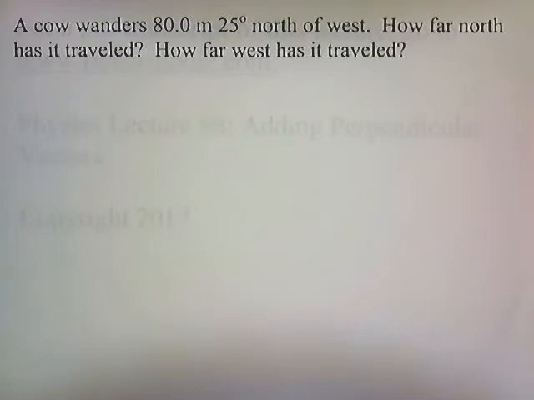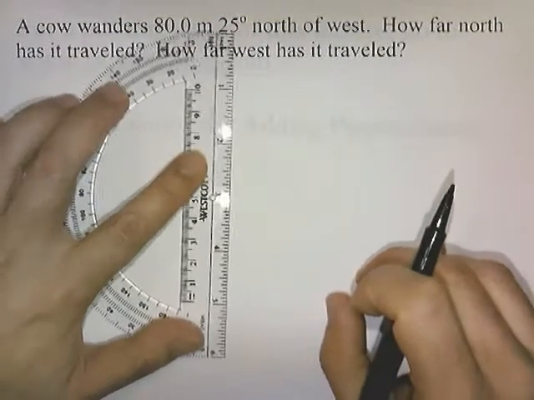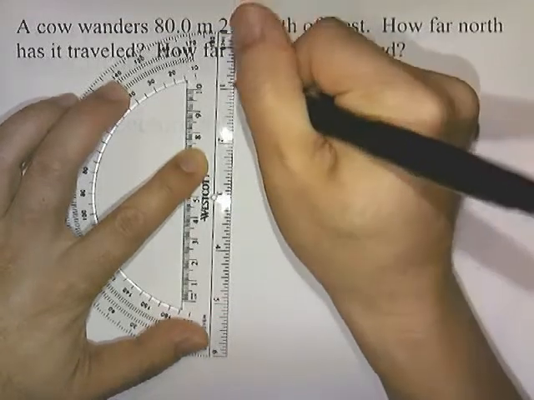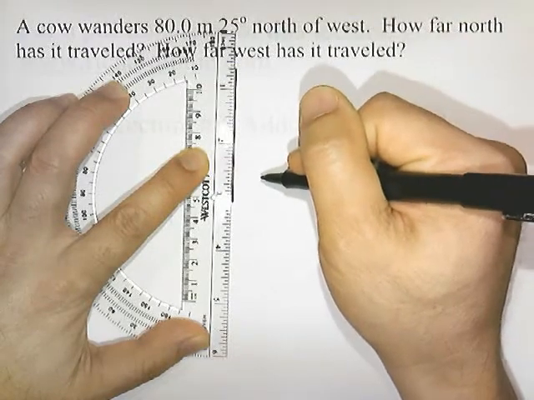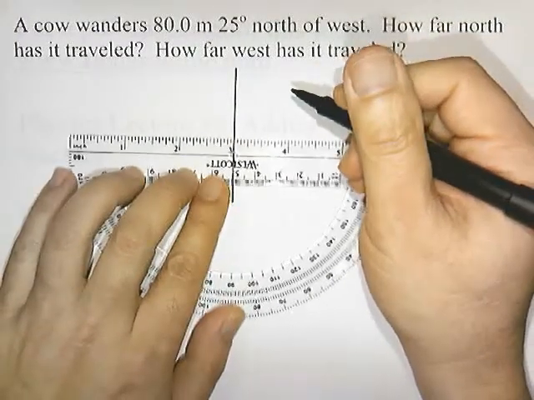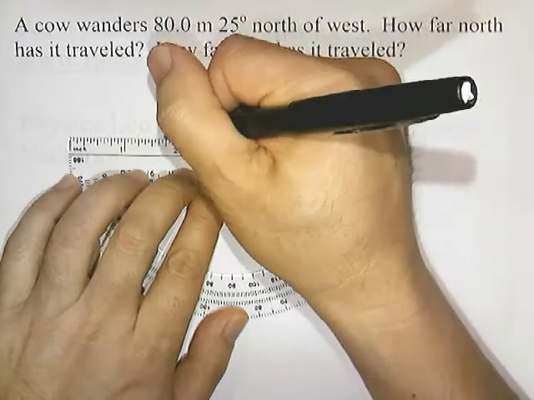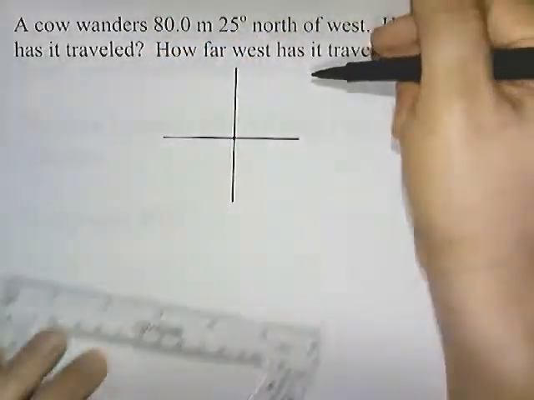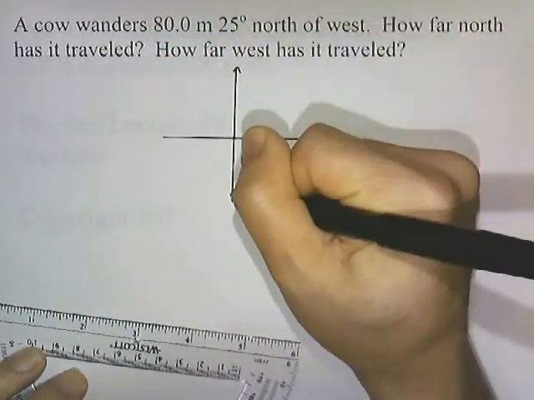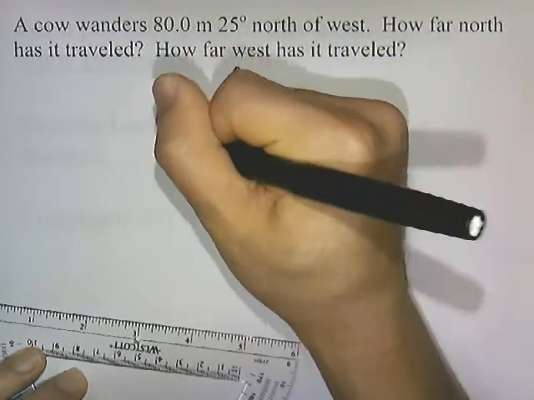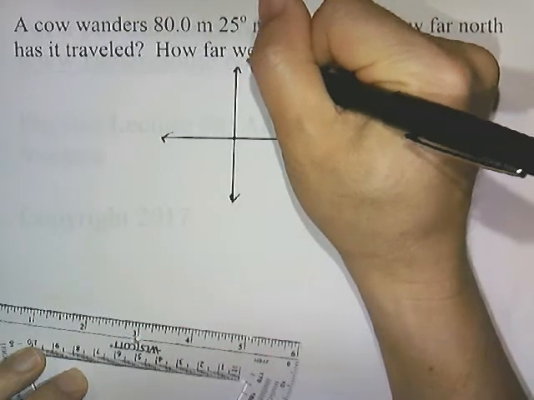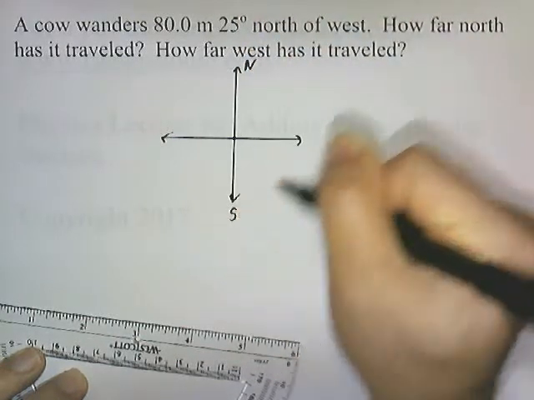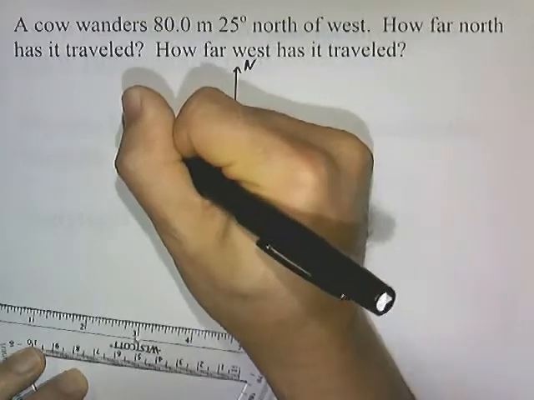All right, what we're going to do is draw an x and y axis and add compass points. So this is just to sort of get us set up. Here's my y-axis and here's my x-axis, and we're going to add compass points. This is north, this is south, this is east, and this is west.